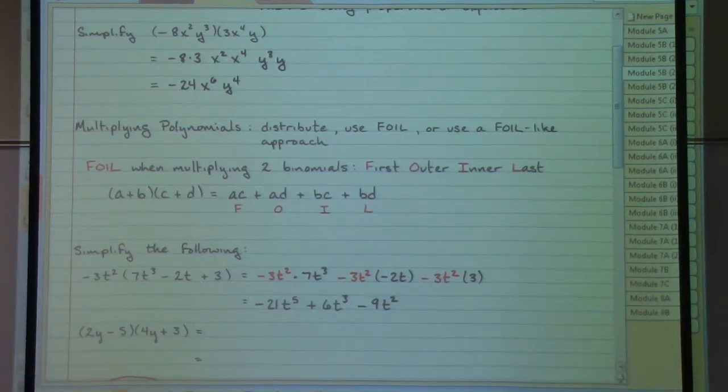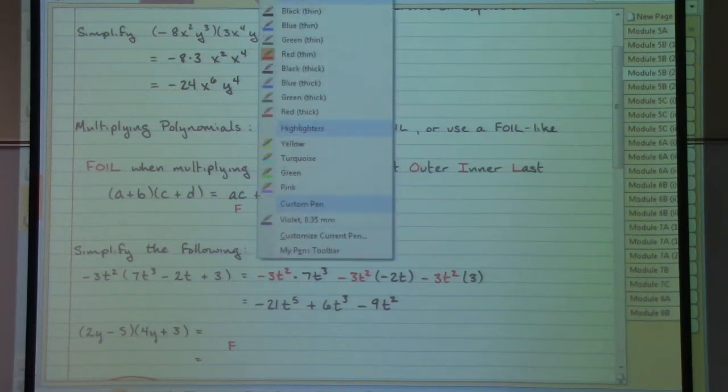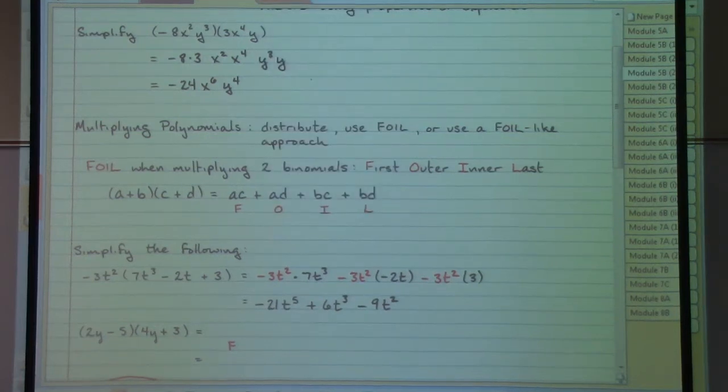So, the F part of FOIL refers to the word first. The word first more specifically means take the first term from each set of parentheses. The first term in the first set of parentheses, 2y. The first term from the second set of parentheses, 4y. If we go ahead and multiply those together, we would get 8y squared.